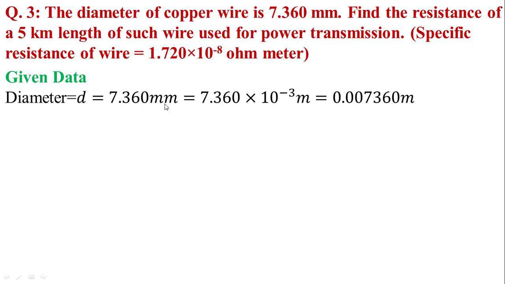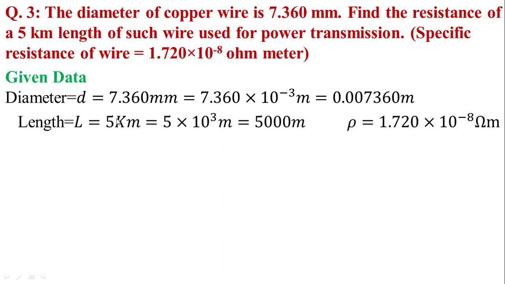So we can write that D is equal to 7.360 multiplied by 10 raised to power minus 3. We can write that diameter D is equal to 0.007360 meter. Now the length of wire is equal to L, that is equal to 5 kilometer. 1 kilo is equal to 10 raised to power 3. So 5 multiplied by 10 raised to power 3 is equal to 5000 meter.